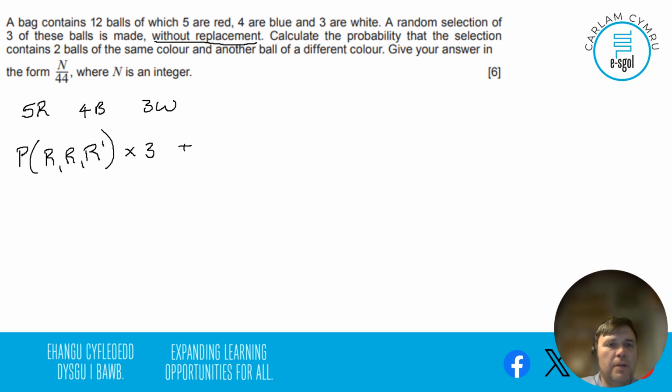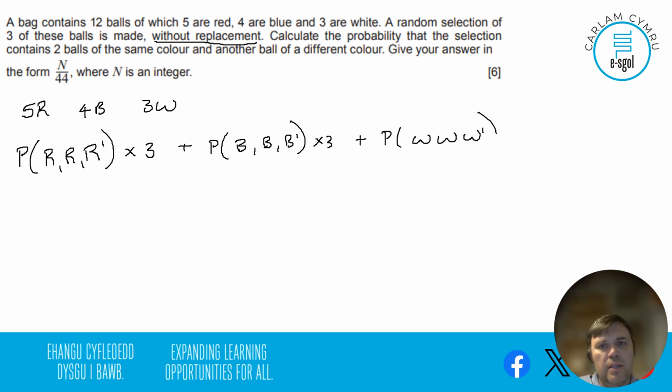Plus the probability, and it's going to be exactly the same for blue. So it's blue, blue, not blue, and again it can be written 3 times, plus the probability of white, white, and not white. I should have put these in here instead of commas to show that it is going to be times. And there we go.